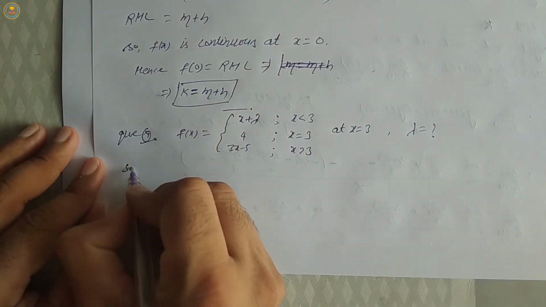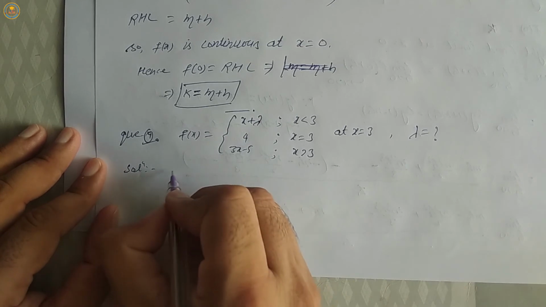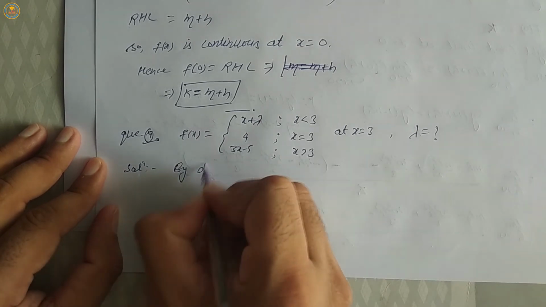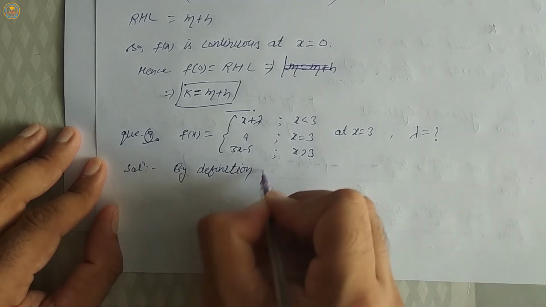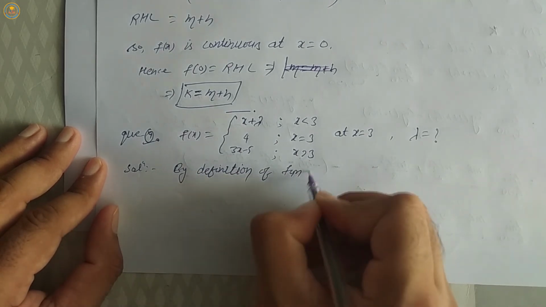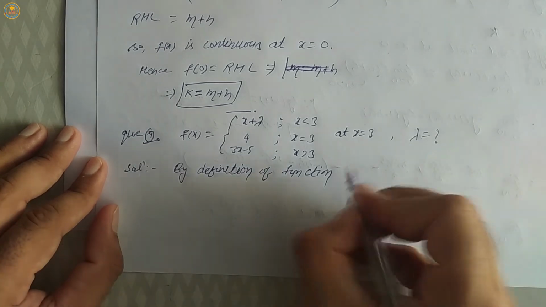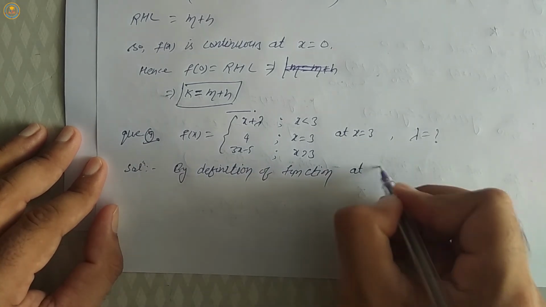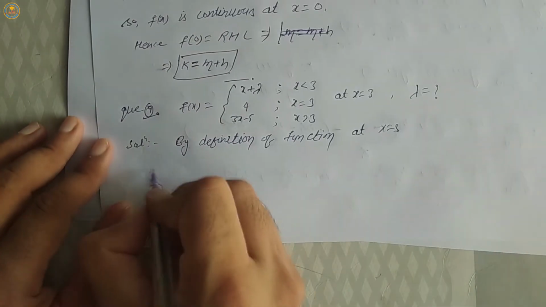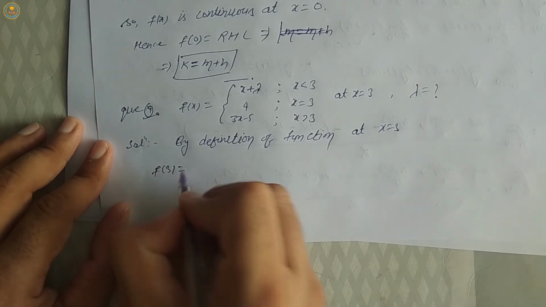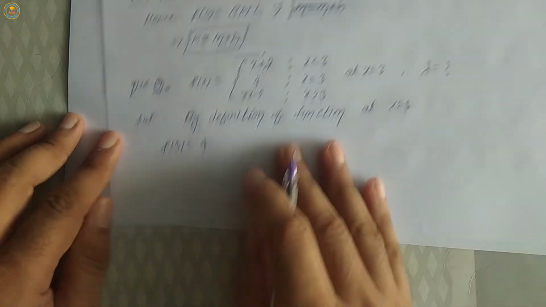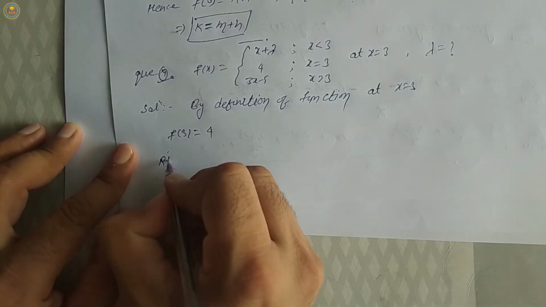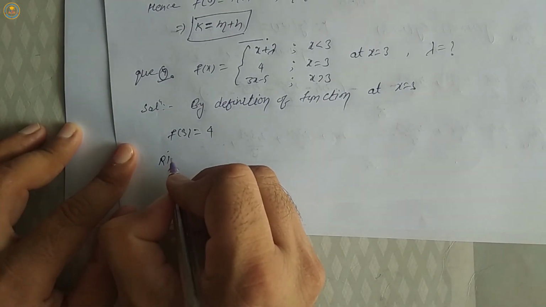Solution. By definition of the function at x is equal to 3, it means f(3), when x is equal to 3, the value of f(x) is equal to 4. Okay, RHL is equal to LHL.